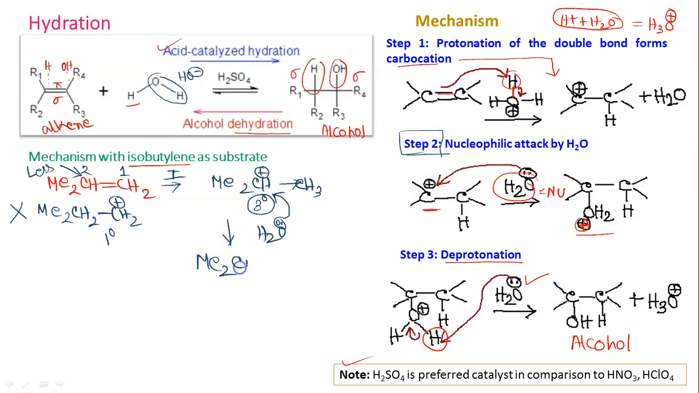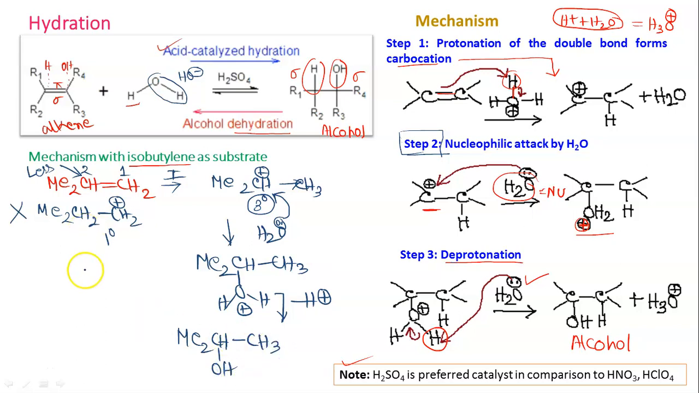So it will be Me2CH, O is positively charged, right? And next finally deprotonation. So in deprotonation there will be removal of proton, and finally we will get our Markovnikov product. So OH is attached to 2 carbon. So this is following Markovnikov rule. Markovnikov rule followed. Fine.